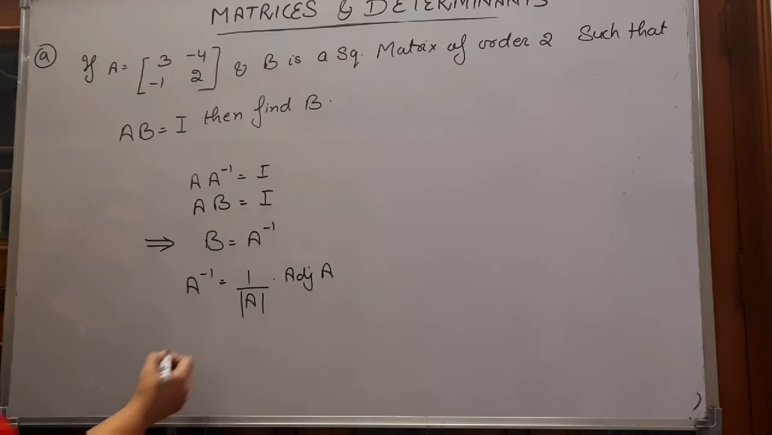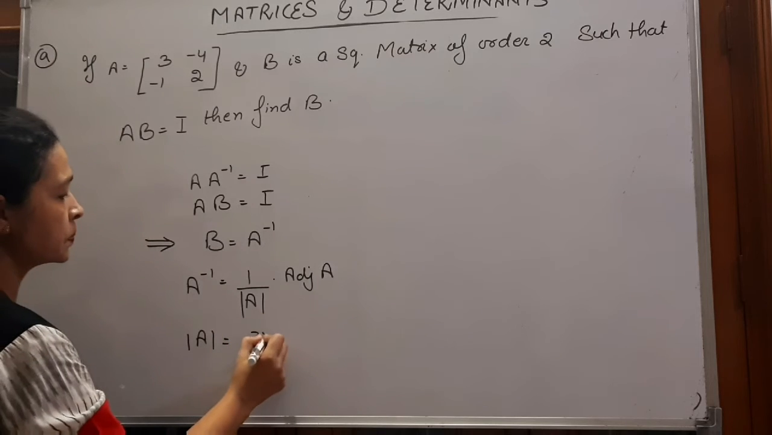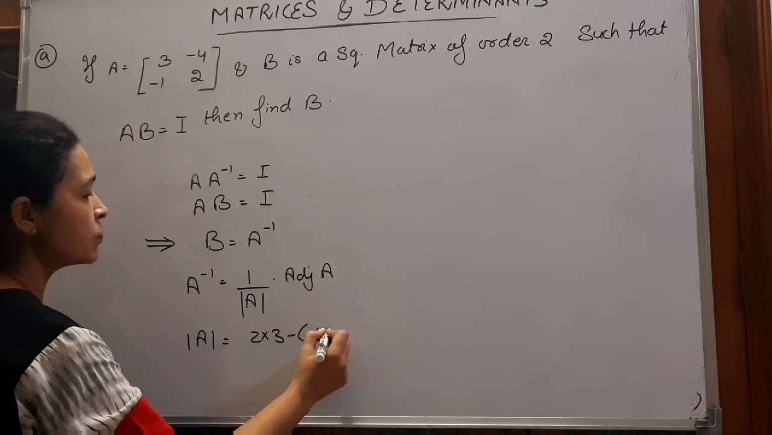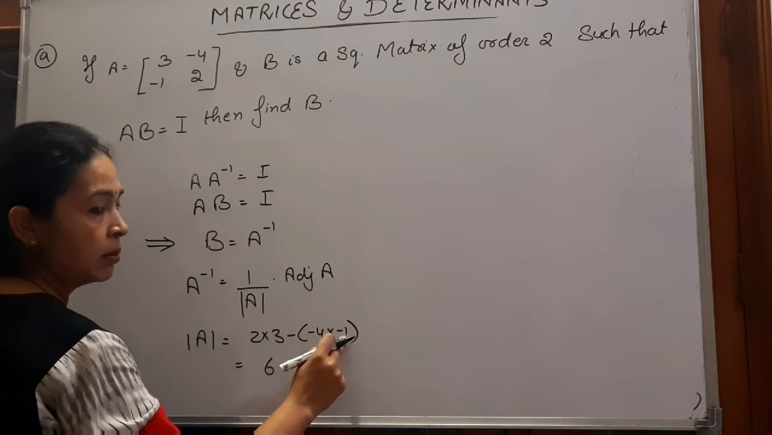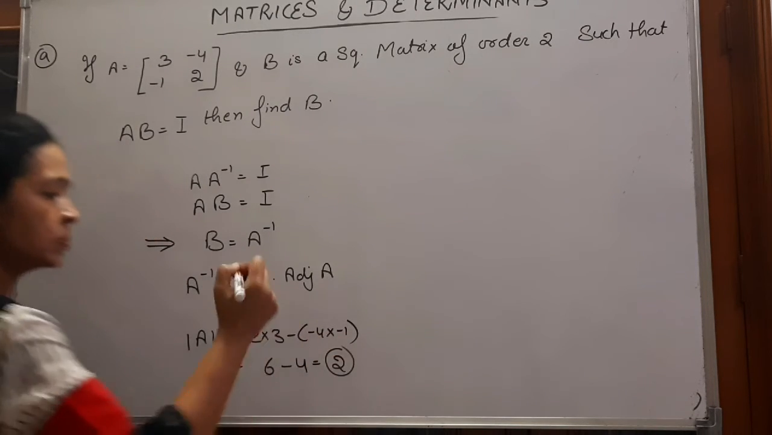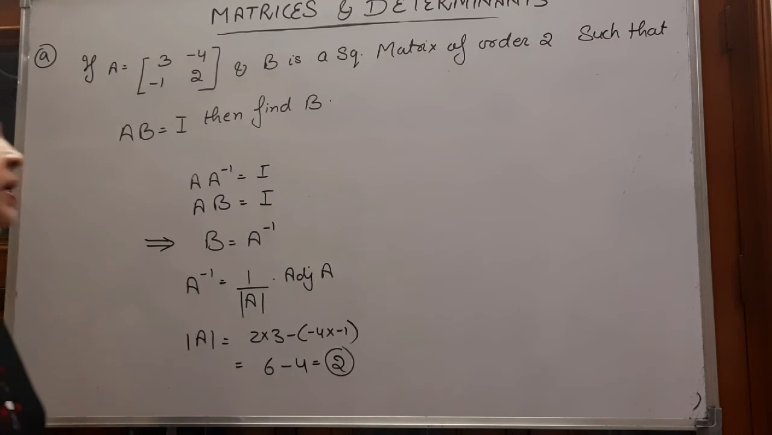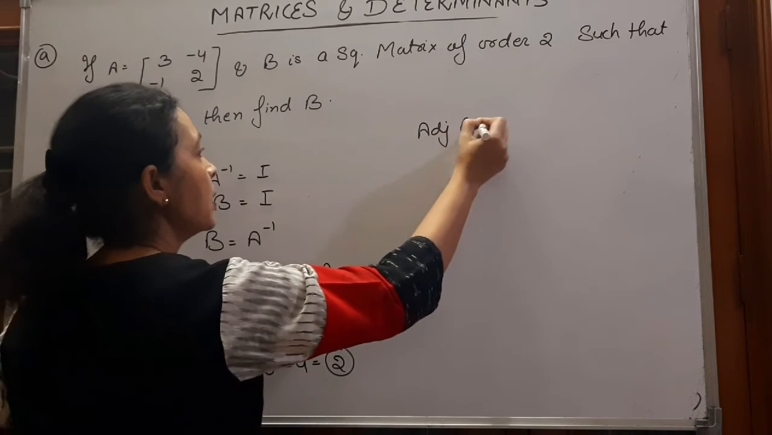First find determinant of A. 2 into 3 minus 4 into minus 1, that is 6 minus 4 into minus 1. 6 minus 4, 2 is the determinant. Now, what will be adjoint A?